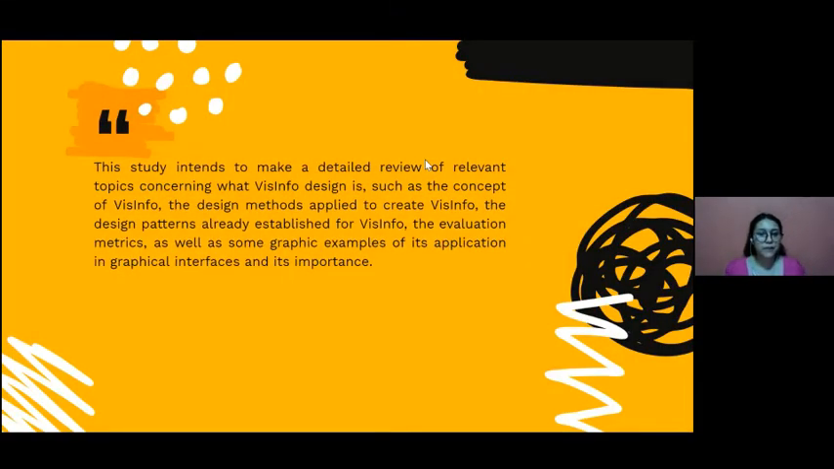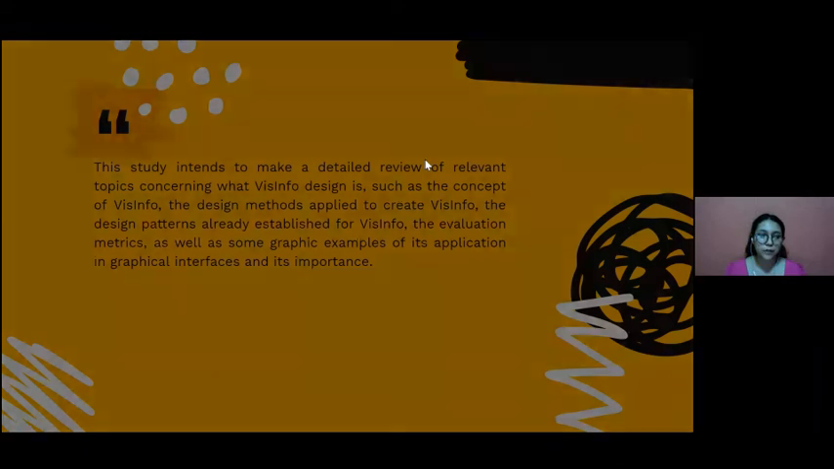Therefore, this study intends to make a detailed review of relevant topics concerning what visual information design is, such as the concept of visual information, or VisInfo, the design methods applied to create VisInfo, the design patterns already established for it, the evaluation metrics, as well as some graphic examples of its application in graphical interfaces and its importance.